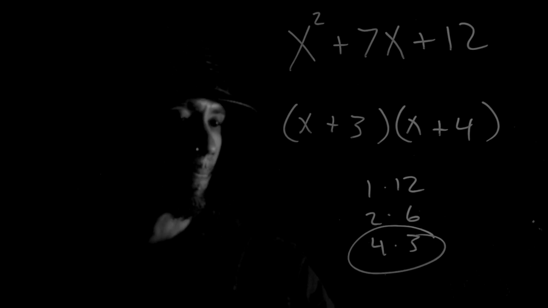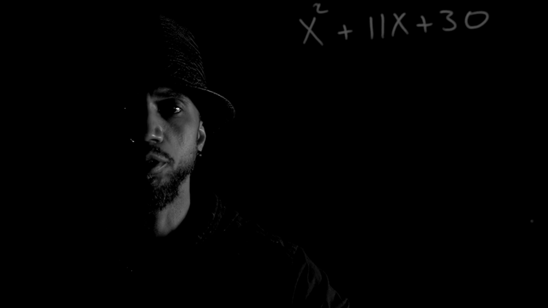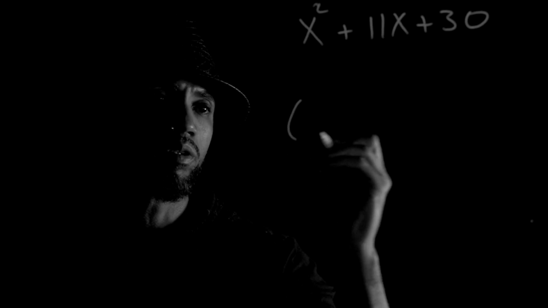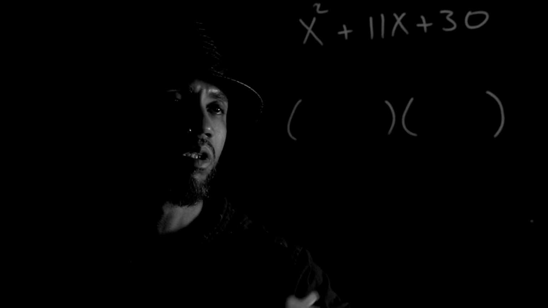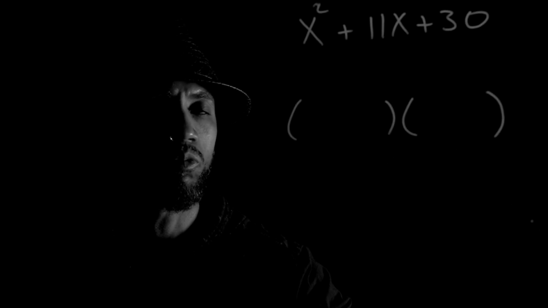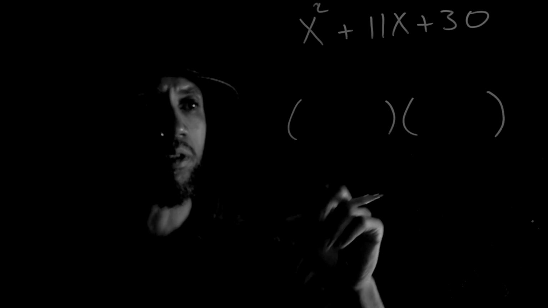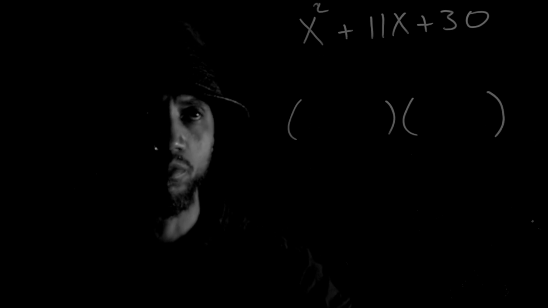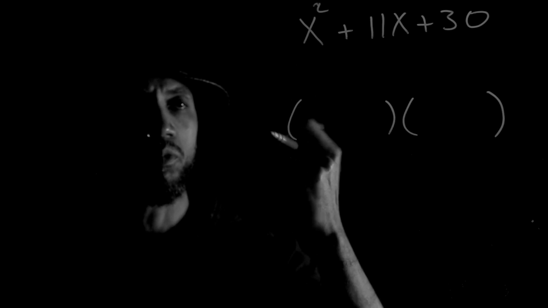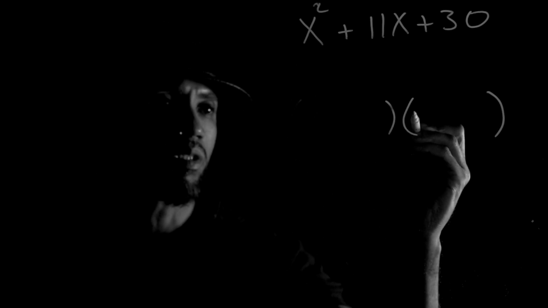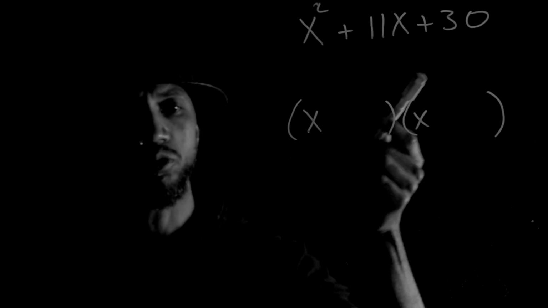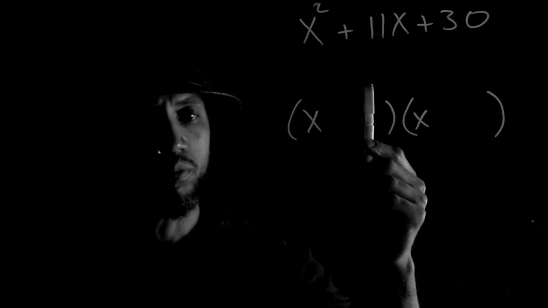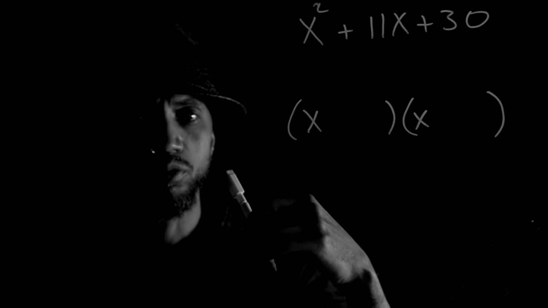Let's try another one. All right, let's take a look at another one. x squared plus 11x plus 30. Again, we're basically essentially doing FOIL backwards. And what we need to do is find two binomials that will multiply to get x squared plus 11x plus 30. Again, x squared. Well, I only know one way to get that. That's x times x. Now I'm looking for two numbers to multiply to get 30 that will also add up to get 11. And I think you can probably think about what that is.